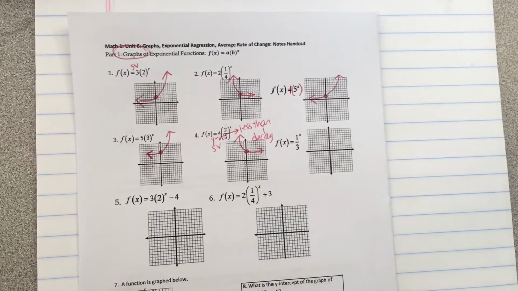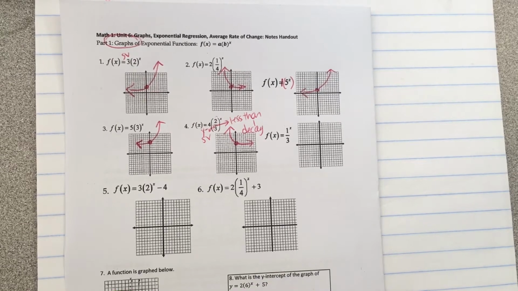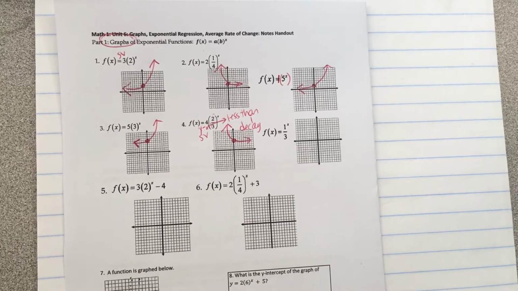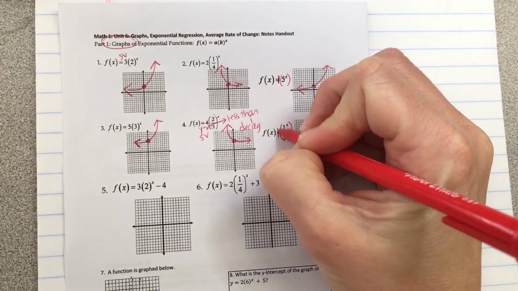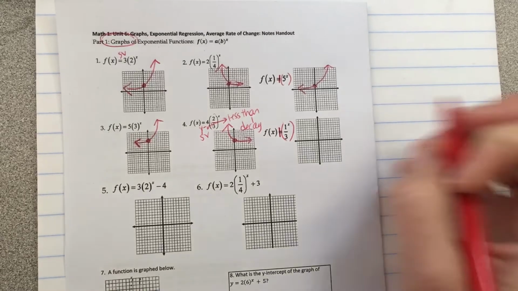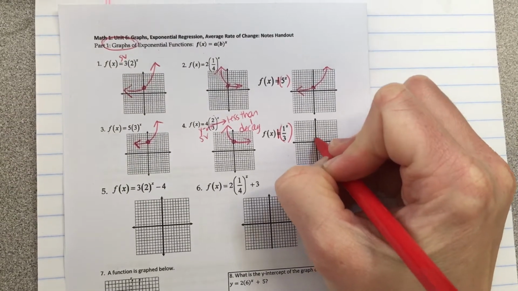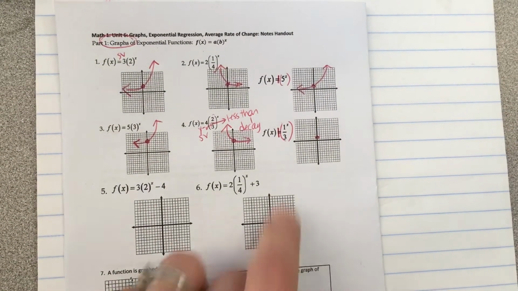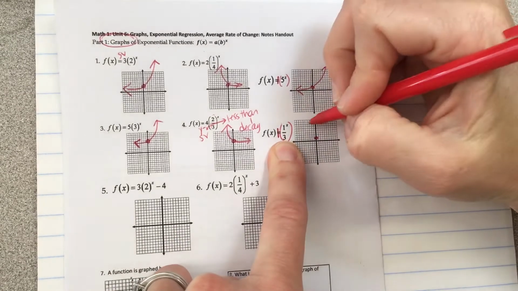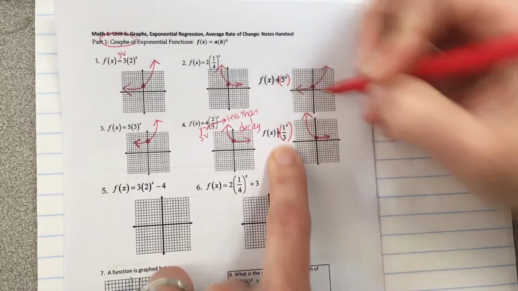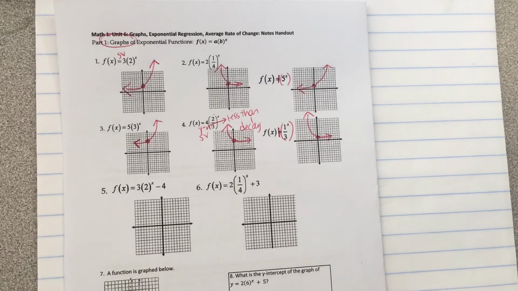All right, what about this one? 1/3 to the x. What do I have to do? Good. Parentheses around it. And put a 1 in front. So my y-intercept is 1. Okay. Is 1/3 bigger than 1 or smaller than 1? Smaller, so it's going to make it decrease. Okay. It's going to make it decrease.